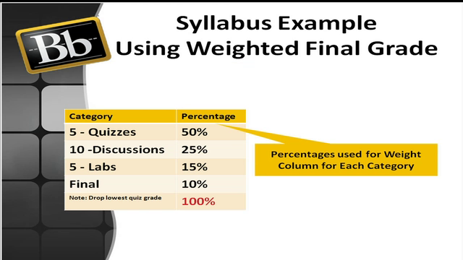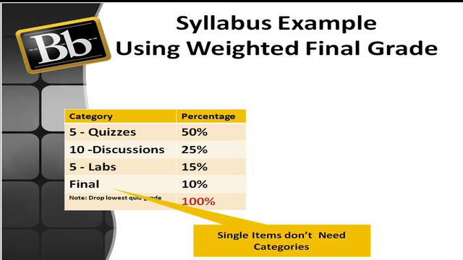Also, these are the percentages I'll use for the weighted columns for each category. So I already have my percentages displayed. And the great thing about this is things like finals, that would be only one column in the Grade Center, is that single items don't need to create a category. So you don't need to create an extra category called finals if that's the only thing that would be in that category.